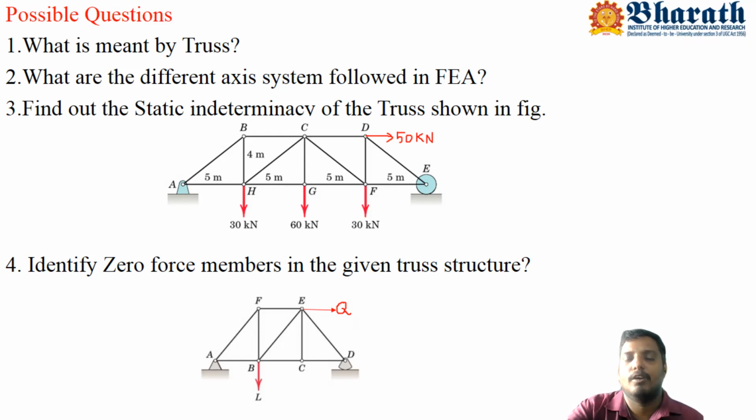That we calculate from this formula, m plus 3 minus 2j, where m is the number of members and j is the number of joints. By using this equation, we have to find the internal indeterminacy of the structure. Then how do you find the kinematic indeterminacy?